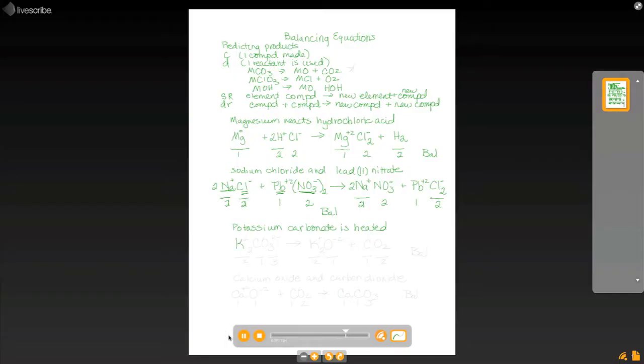So I'm going to write the symbol potassium. Carbonate is -2, so I'm going to need a 2 here. And I don't guess what the products are. I've memorized that from earlier up here.